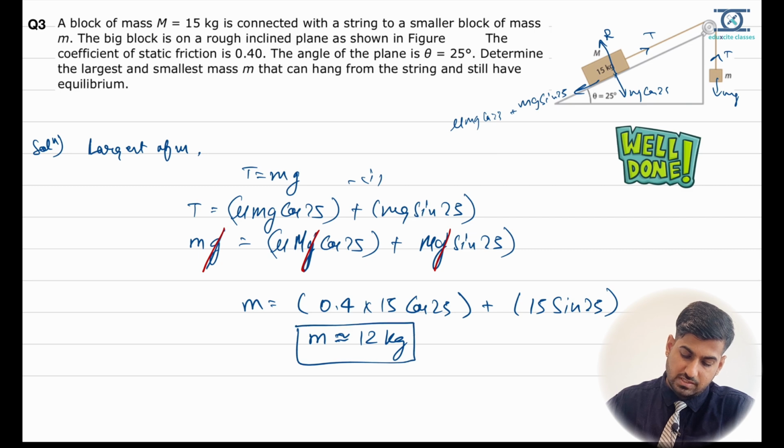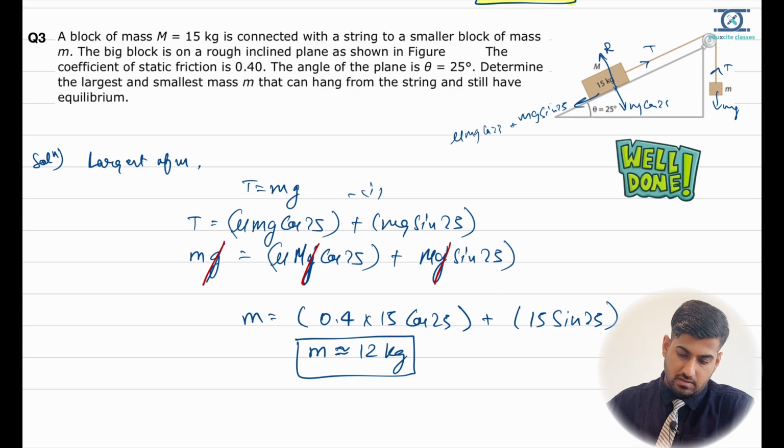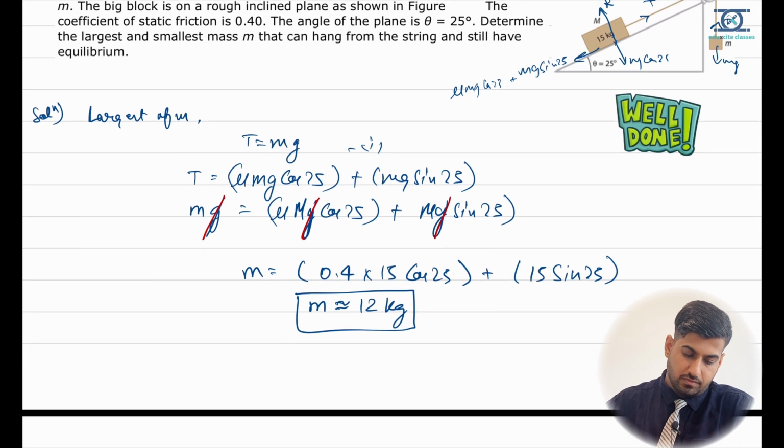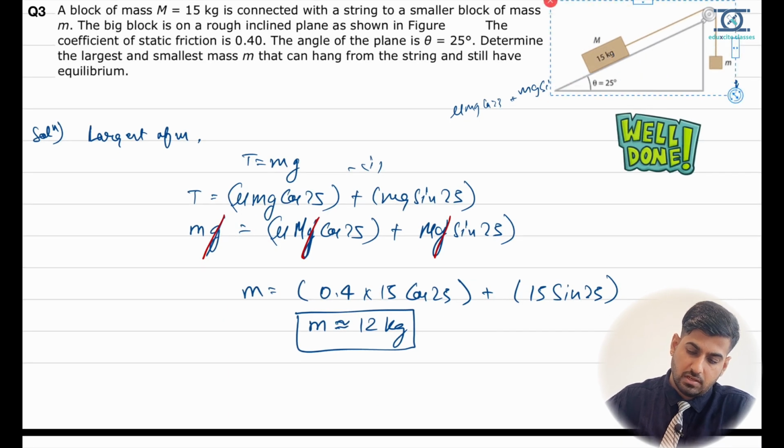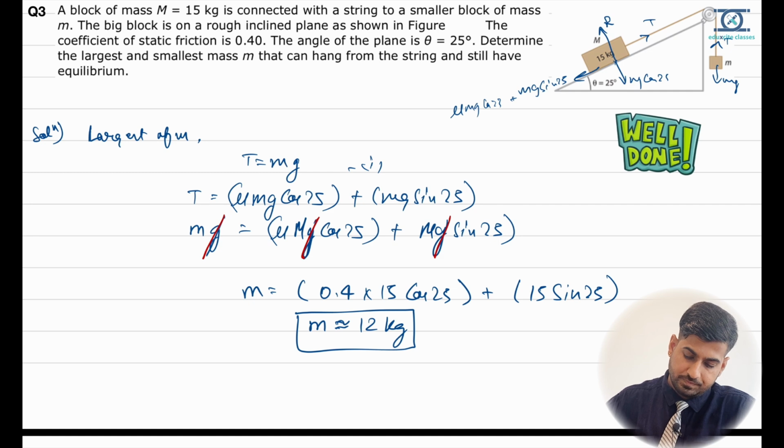Okay, it's quite easy. I hope you have understood it. Similarly, what will happen is, when I just add a page here, yeah, the largest value of m is clear. Now, for the smallest value of m, what will be there? Let me copy the diagram.